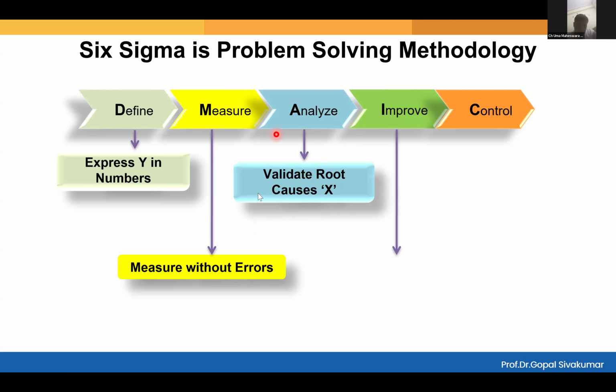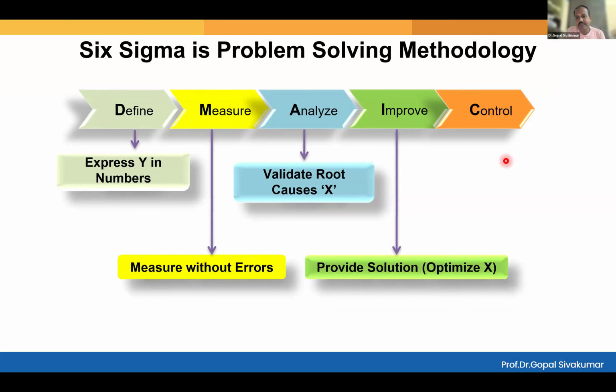All right. And then in the control phase, I will be controlling my X, because I know certain factors are the culprits. So I will monitor them, control them on a daily basis, so that the same problem cannot come again. All of you, do you find this method really powerful enough to solve any problem?